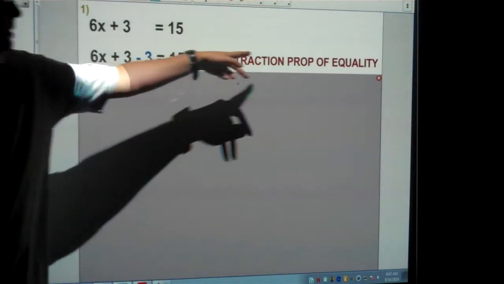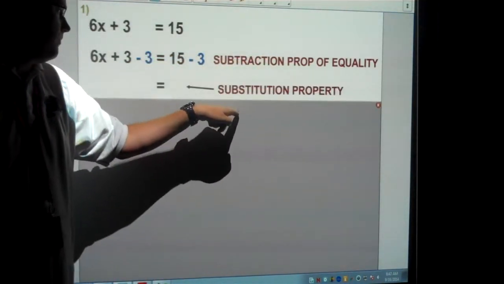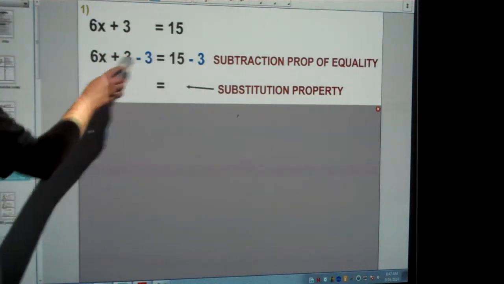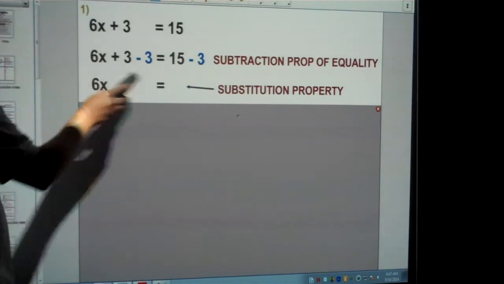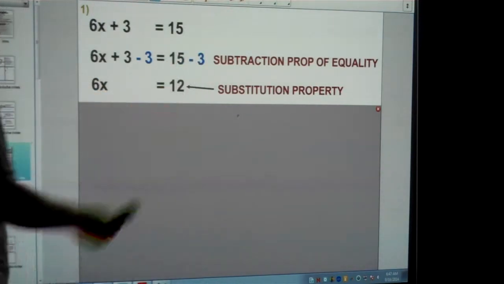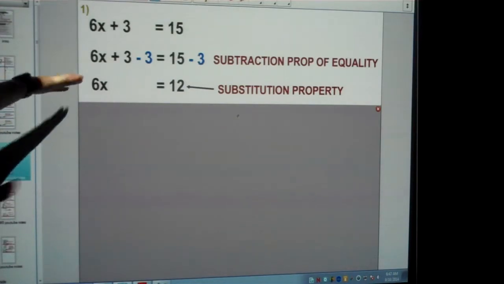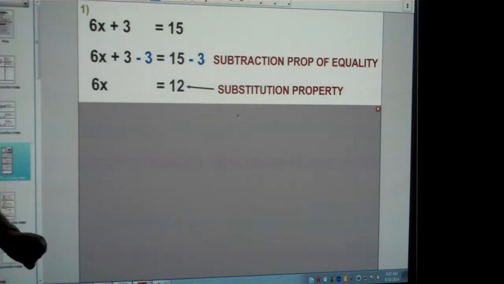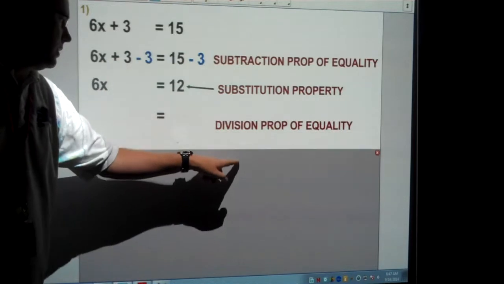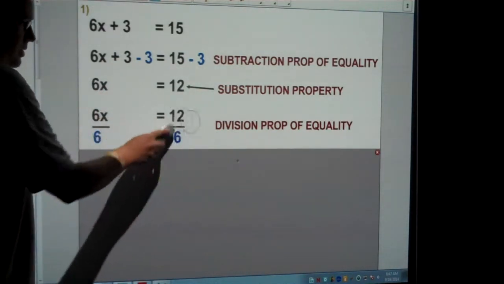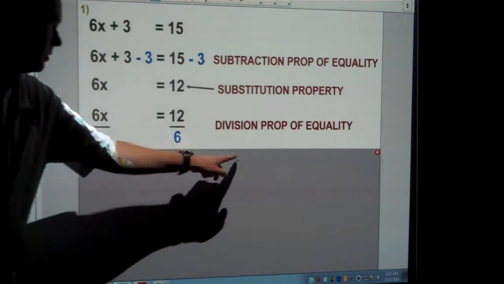As I did the same to both sides, that's called the property of equality. Then I should be able to simplify this, because these two are inverses, so I just get left with 6x, and then 15 take away 3 is 12. Now once we've done one step of the equation, this should be exactly like we did in step 1. So instead of timesing by 6, we should just be able to divide by 6. But make sure you do the same on both sides.